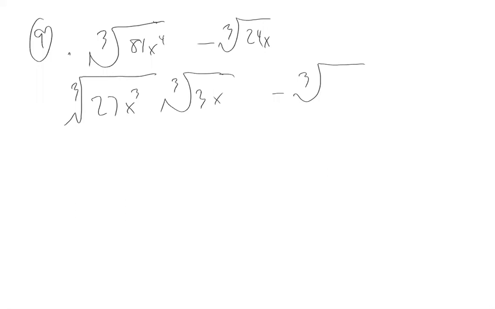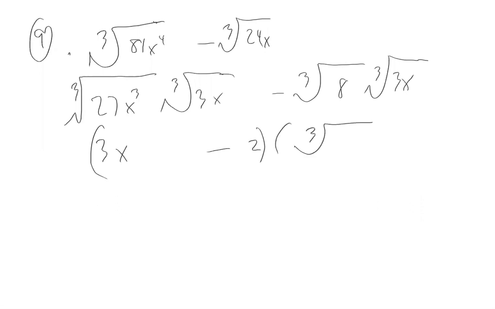The 24 I can break apart into 8, and that will leave me with 3x left over. So the cube root of 27 is 3. The cube root of x cubed is just x. So I'm left with 3x. And over here, I'm left with this cube root of 8 is 2. And then I'll factor out at the end. The end is the same, so I'll factor that out, cube root of 3x. So the answer is 3x minus 2 times the cube root of 3x.